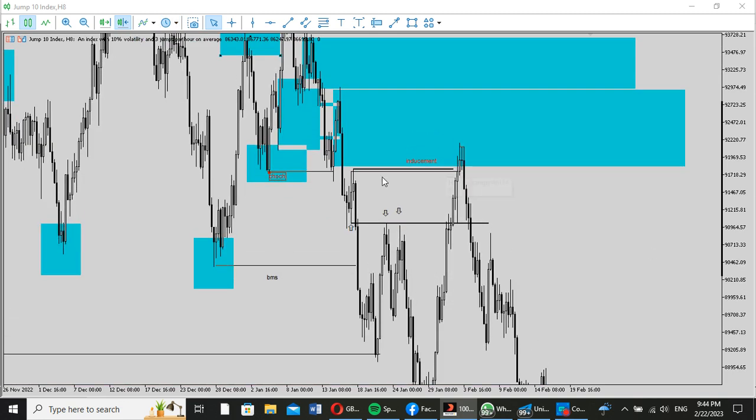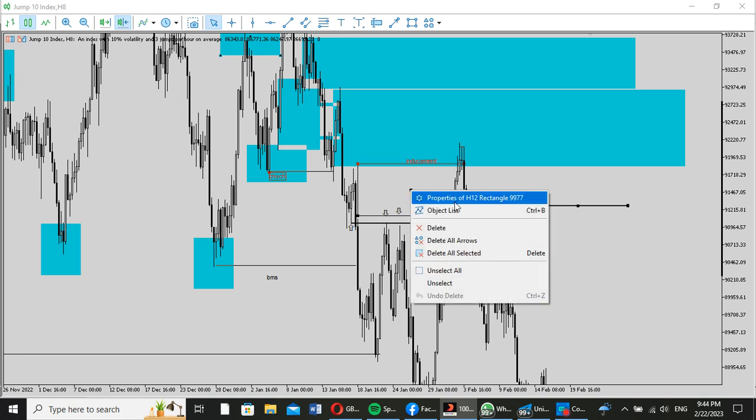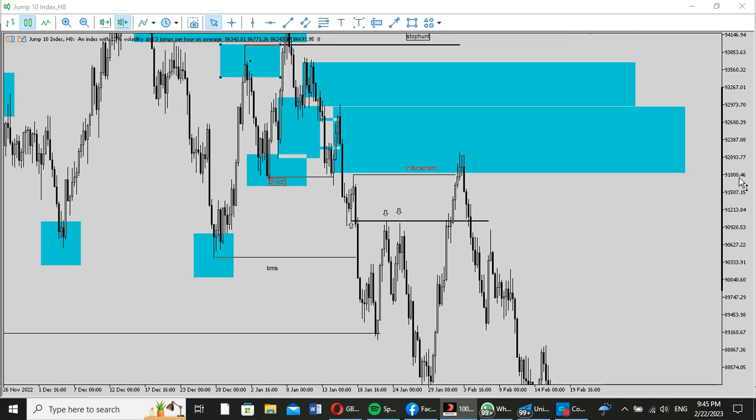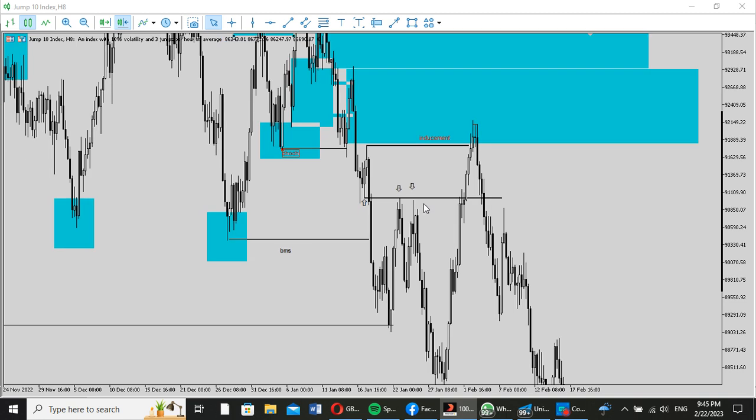So conducting our liquidity assessment, first of all, we have our inducement. So we know price has to come back to that area and do what? A stop hunt. So it's very, very important when you're having a point of interest, you should be looking for areas of liquidity. You should conduct liquidity assessment.